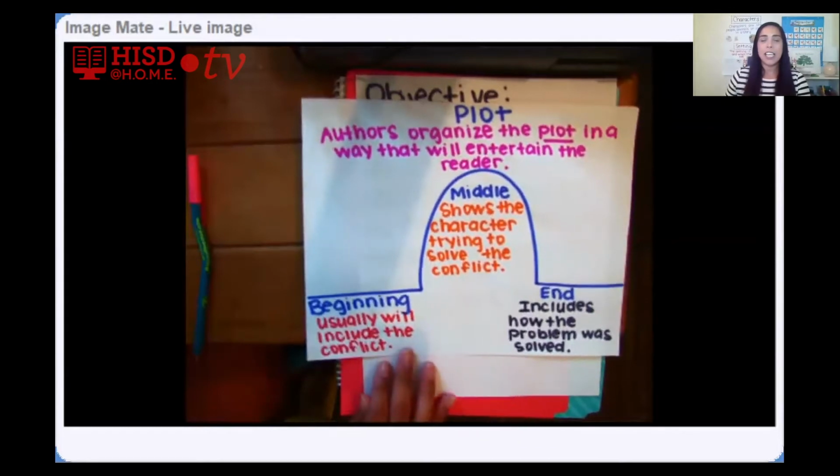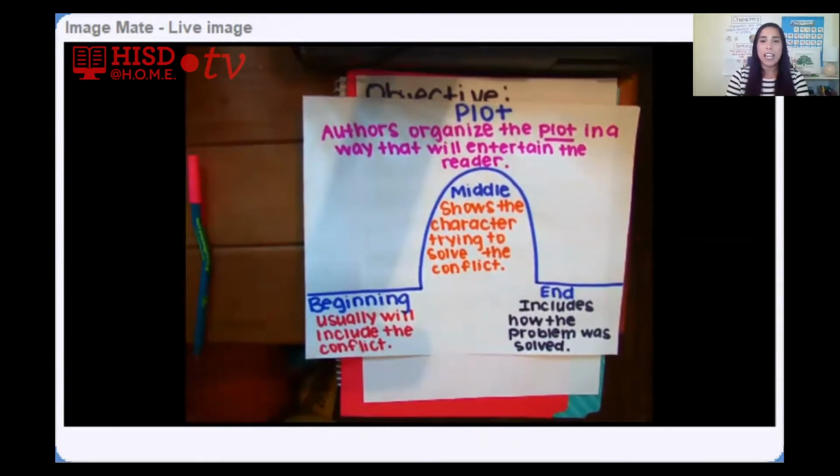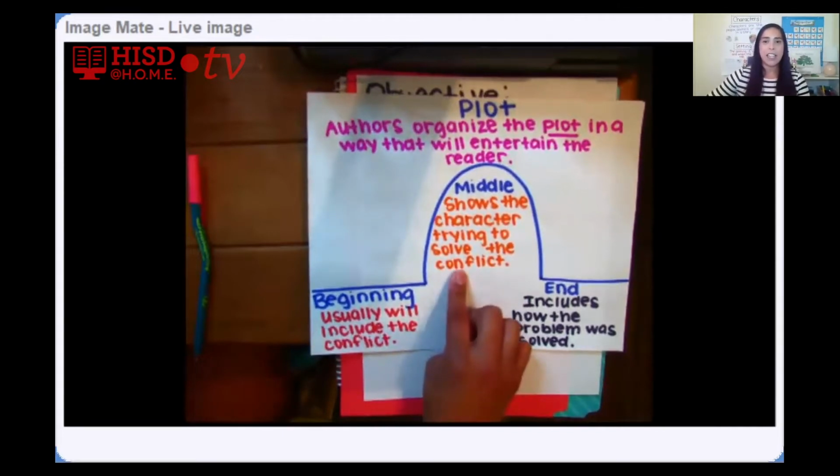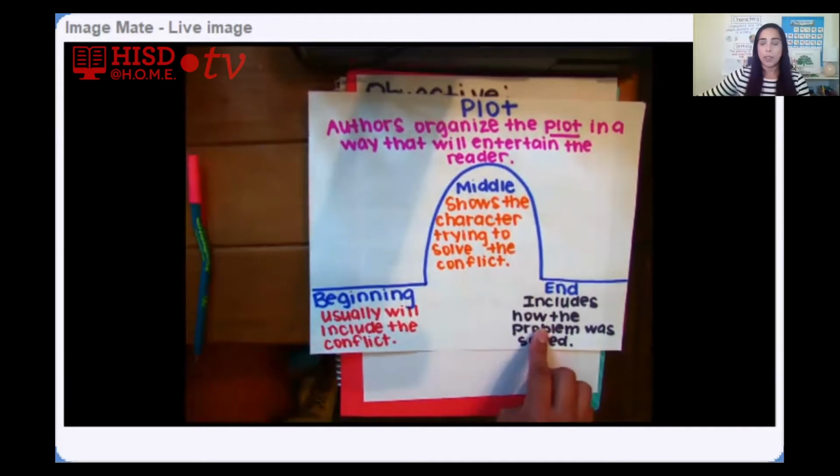Plot, boys and girls, is how the author organizes the story. So when we read, there is a beginning, middle, and end. The story follows a sequence so that we know what's happening. And last time we talked about the problem and the solution that happens. Usually it introduces in the beginning. We figure out how to solve it. And then when the problem is solved is the end of the story.